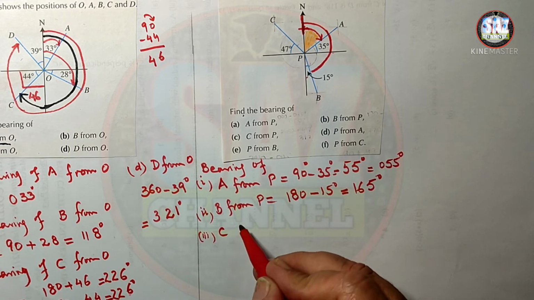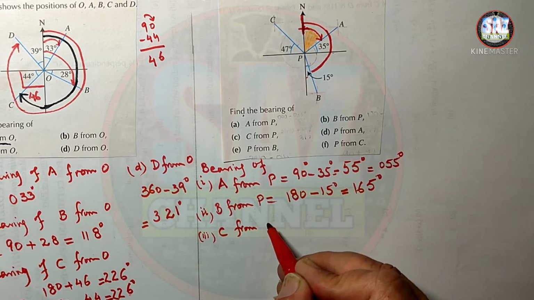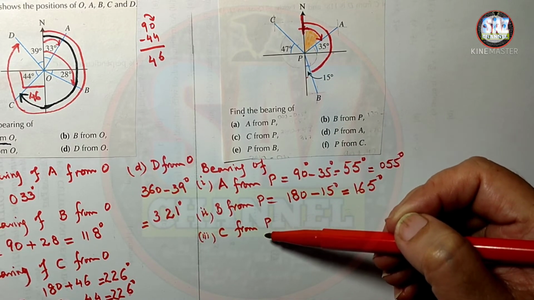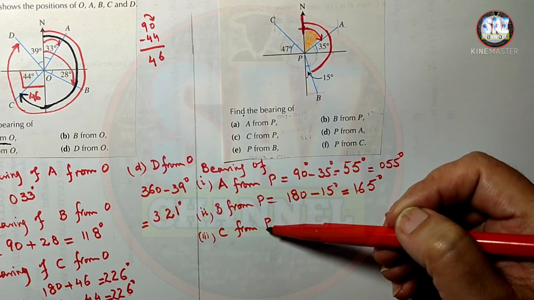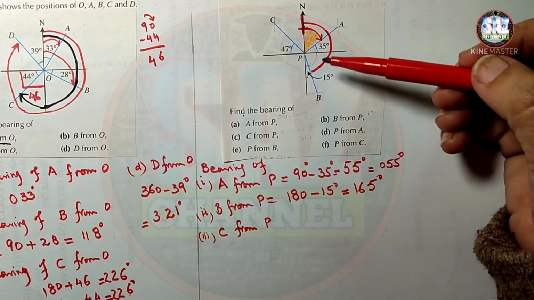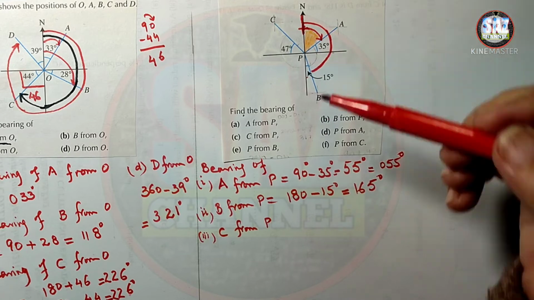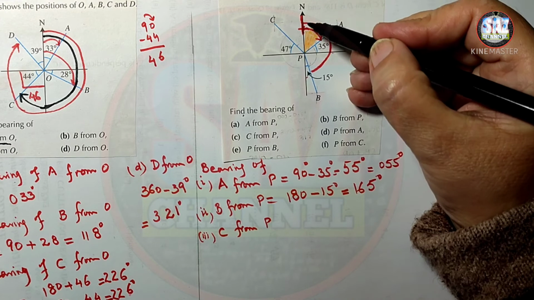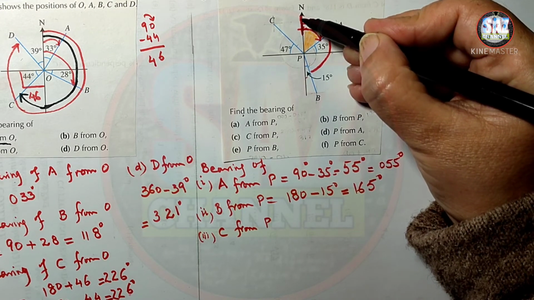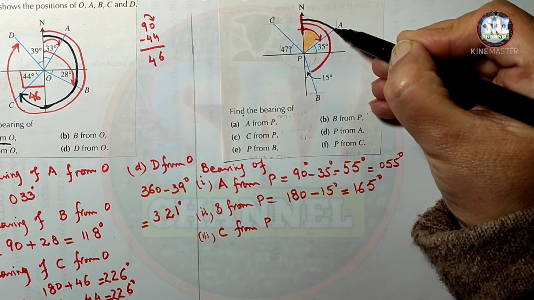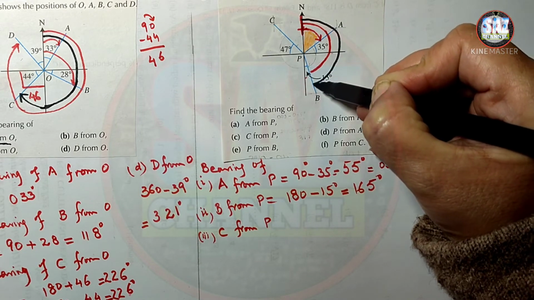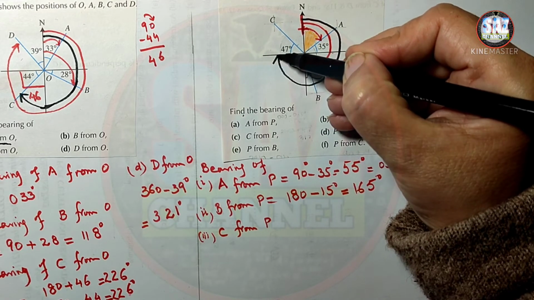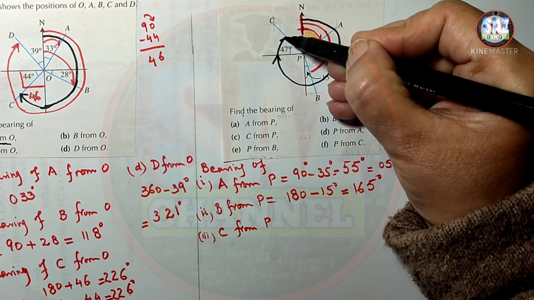Bearing of C from P. Now we have to start the movement from the letter which comes after the word from. So we start the movement from P, and we stop at the point which is before the word from. So I start the movement from this point, cross this place, and then stop over here.